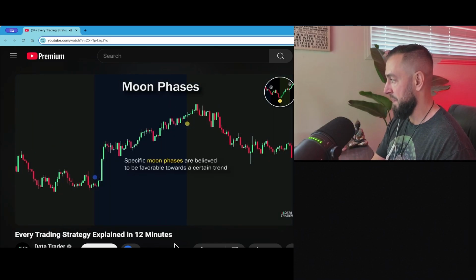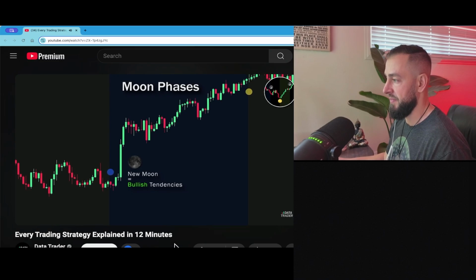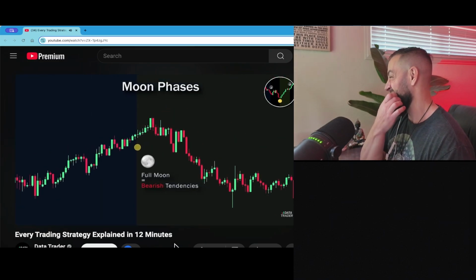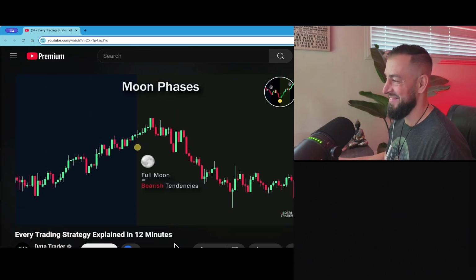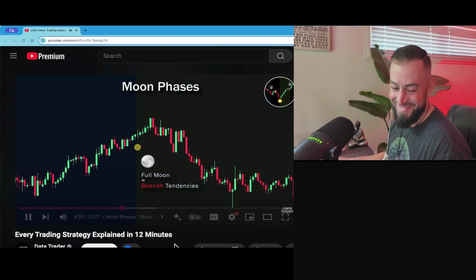Specific moon phases are believed to be favorable towards a certain trend. A new moon means the market tends to be bullish, and a full moon means the market tends to be bearish. Today, it is used mostly as a confirmation tool.